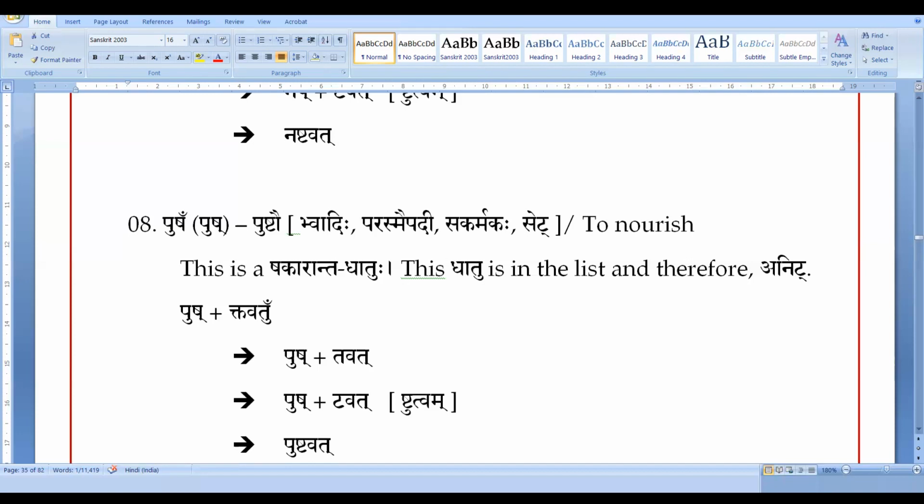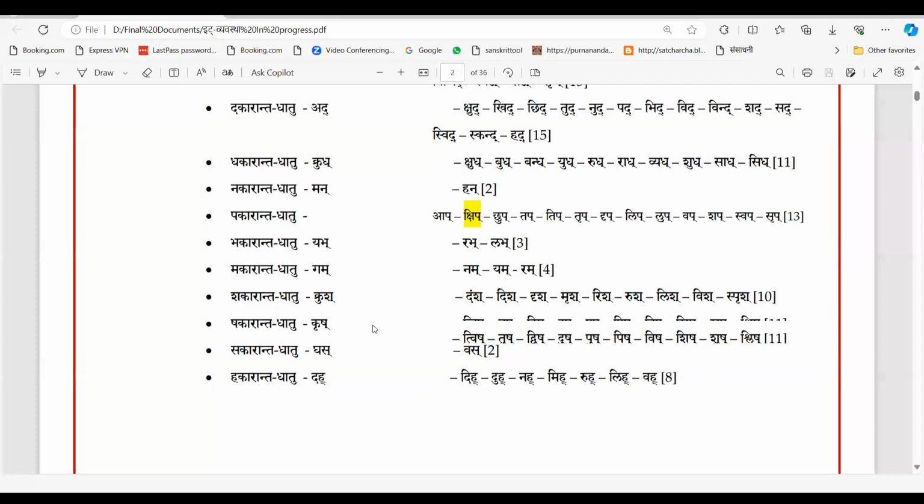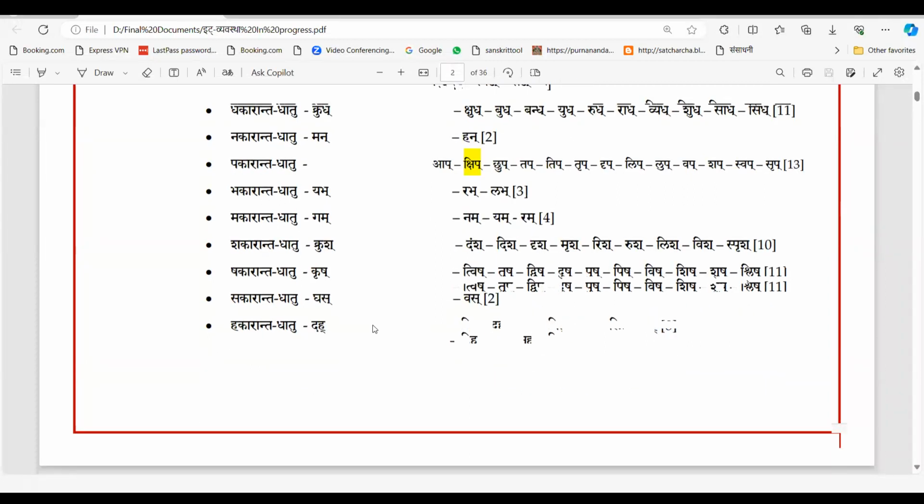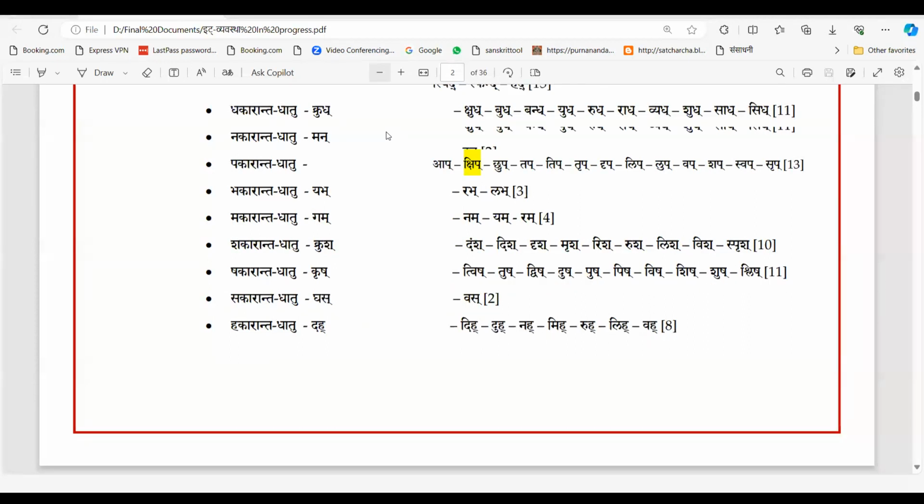We check with push dhatu. Yes, it is in the list. It's there in the list. Therefore, this dhatu is Anit dhatu.